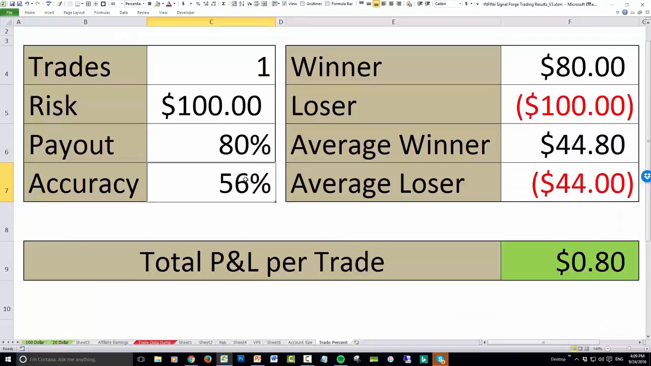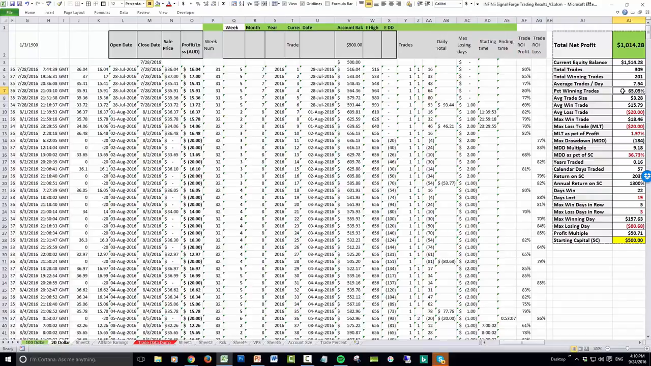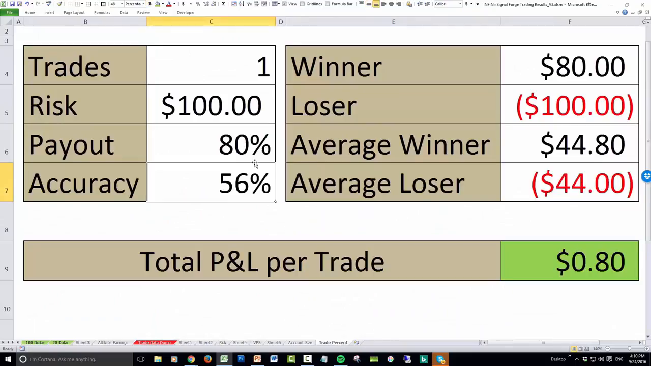So if we take that up to around, well actually, looking at that account, you can see it has averaged 65.05% winning trades accuracy. So basically we've been around there, which makes it quite profitable over time. I mean, this is given on one trade, but hopefully that makes sense.